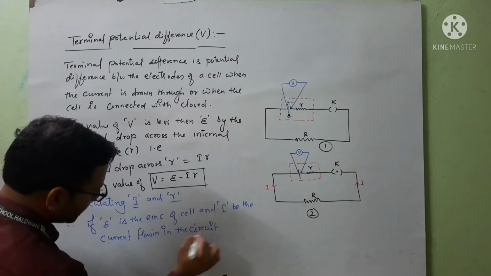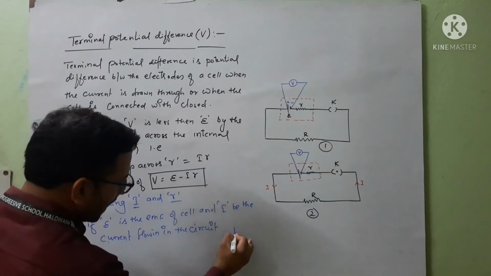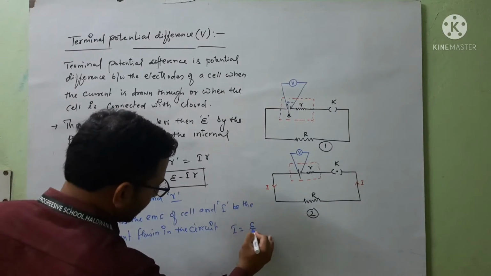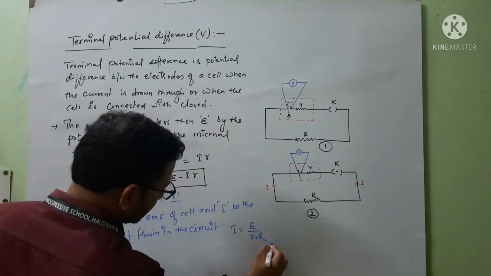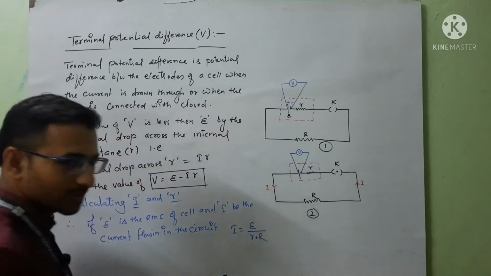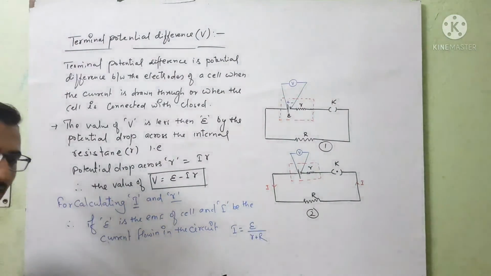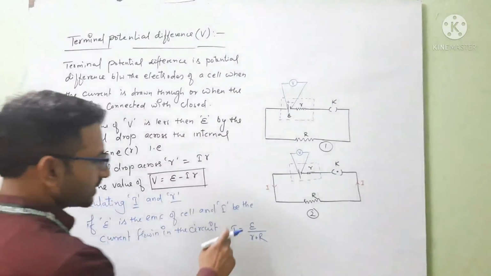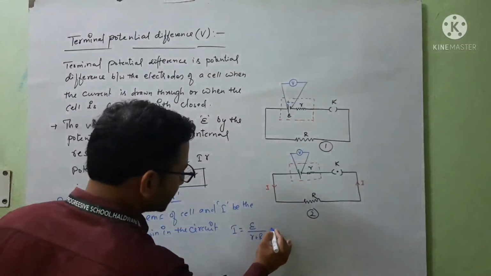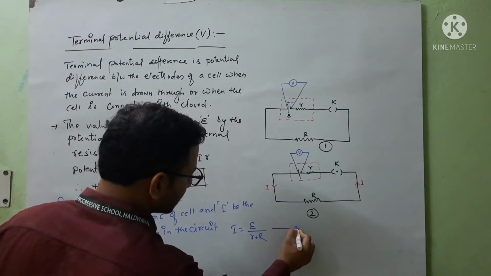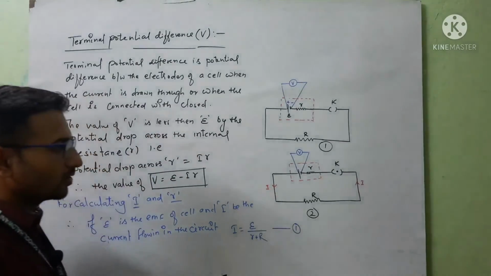So at that time, I can be written as epsilon over R plus r, which is the maximum potential difference. Got it, student? So I is equal to E over R plus r. This is our equation number 1.